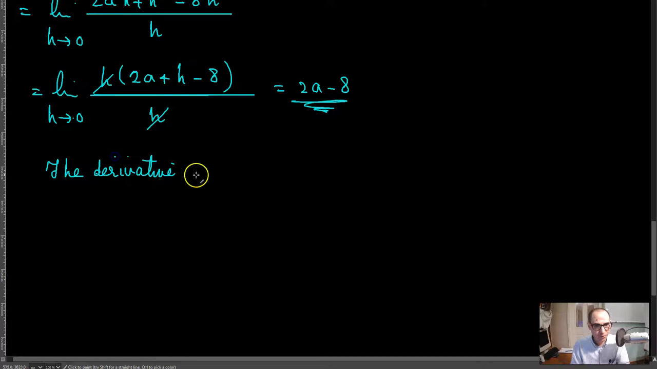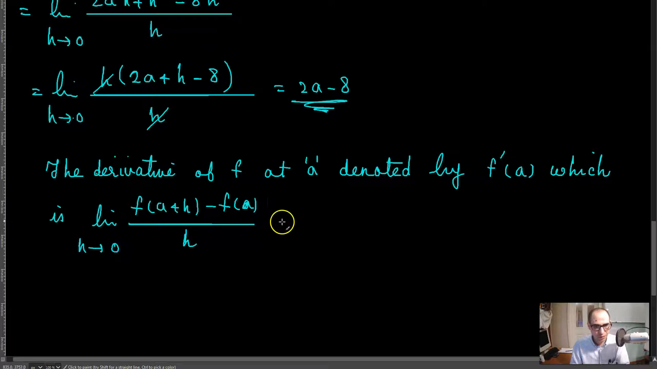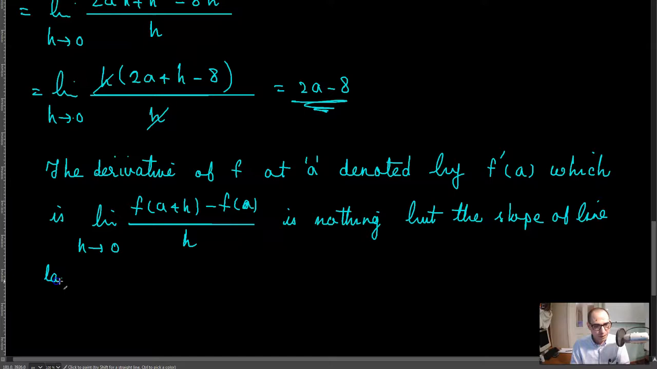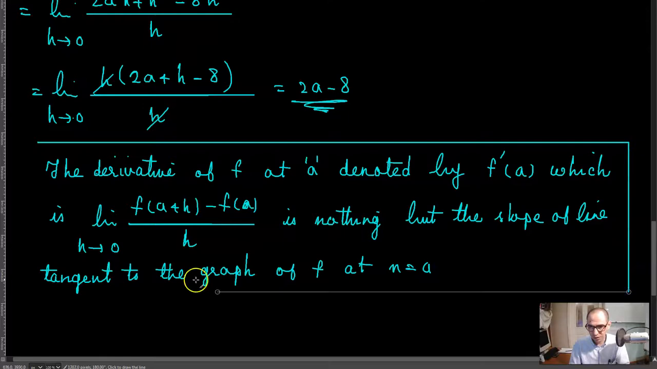So then you could say that the derivative of f at a, denoted by f prime of a, which is the limit of f of a plus h minus f of a over h as h approaches zero, is nothing but the slope of the line tangent to the graph of f at x is equal to a, right? So that's another connection that you can make between everything else that we have said.